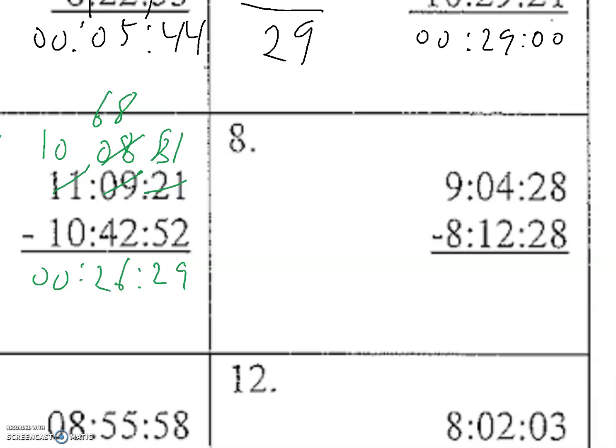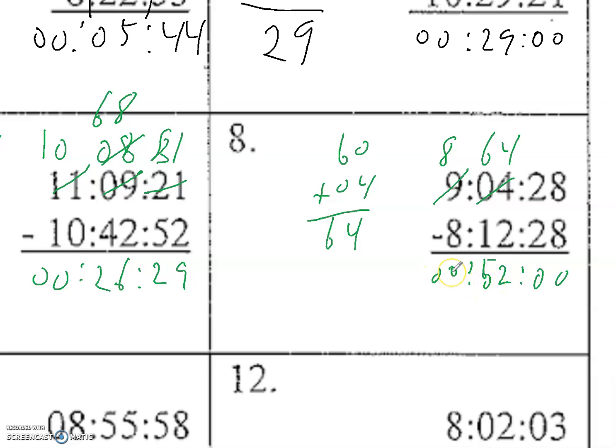Okay, here's problem number 8. 28 minus 28. Well, that's easy. We're going to hit 0, 0. Can't do 4 minus 12, right? That'll give me a negative. So I borrow from the 9. I make the 9 an 8. That hour I borrowed is 60 minutes. So I have to add 60 to 4, which will give me 64. That's what my 4 is. So 64 minus 12 is doable. 2, 5, and 8 minus 8 is 0, 0. 0 hours, 52 minutes, 0 seconds.